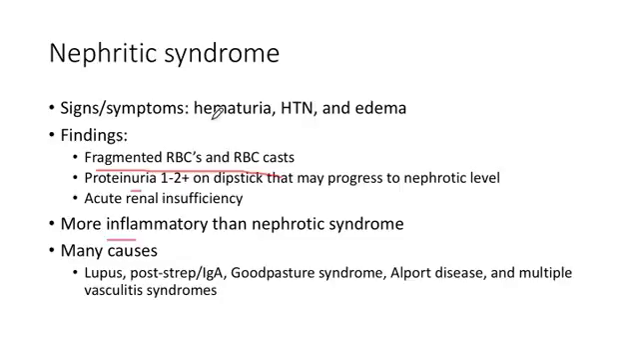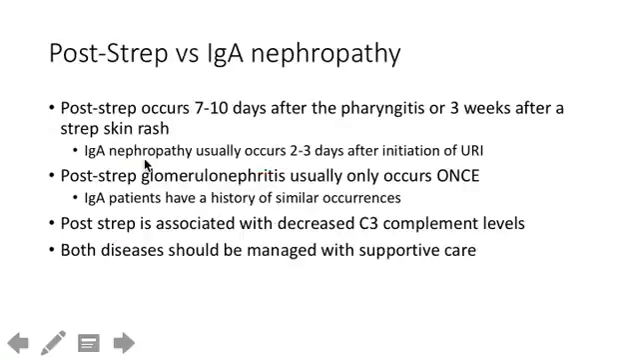Symptom-wise, hematuria, high blood pressure, edema, super non-specific. So again, this finding here, the fragmented RBCs and RBC casts, are what's really going to help you nail this down on your test.